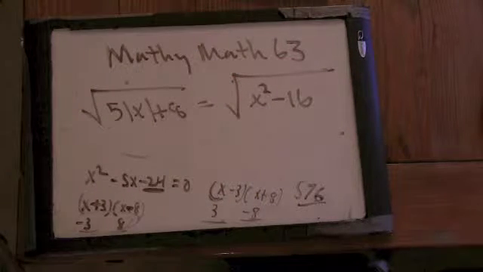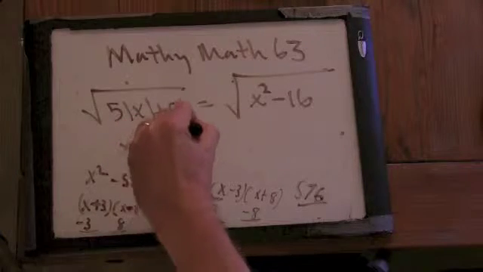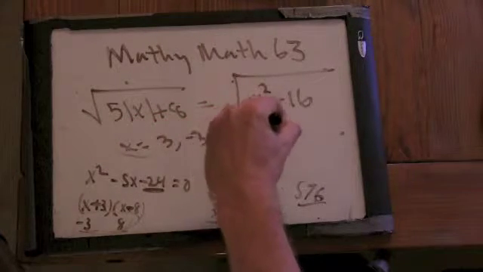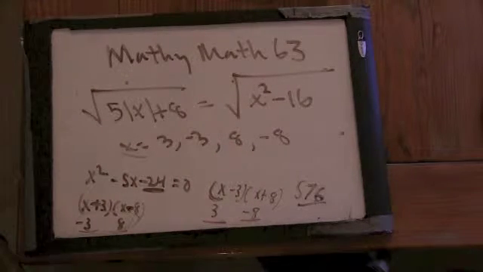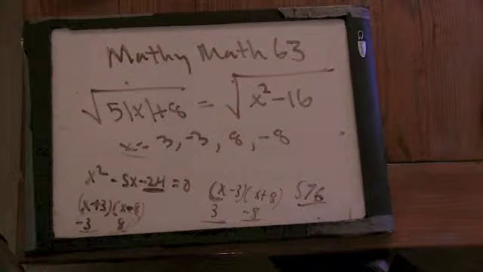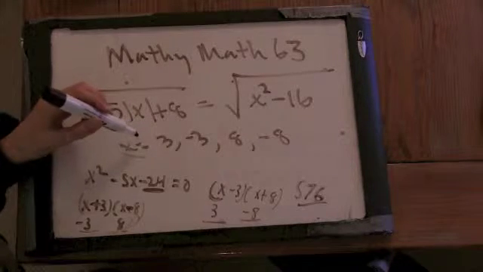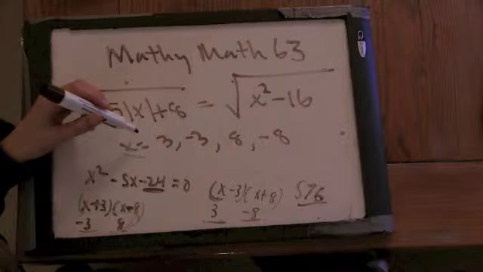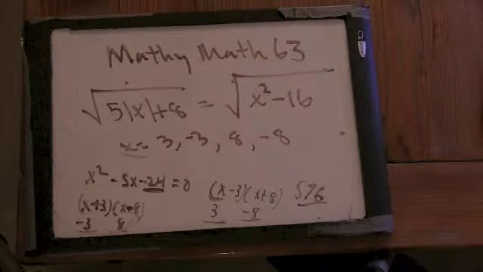Okay, and you have x equals 3, minus 3, 8, minus 8. Okay, let's see what happens. So let's plug these roots in. What happens when you plug in 3, for example? Well, on this side you get 15 plus 8, which is 23.